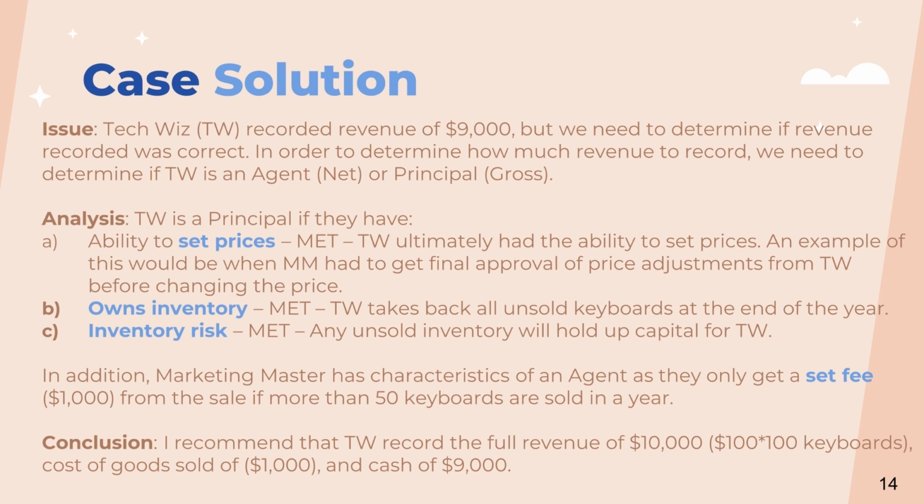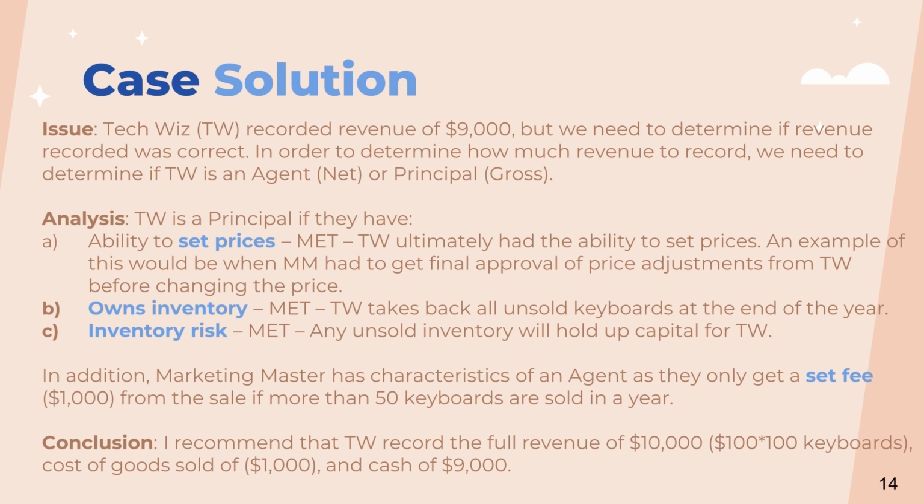A second point would be that TW owns inventory, and this is also met, as TW takes back all the unsold keyboards at the end of the year. The last one is that there is inventory risk. The reason for this is because any unsold inventory will hold up capital for TW. As you can see, I didn't go through all the criteria of a principal because not all of them applied using the case facts. You can pick and choose the ones that are most applicable.